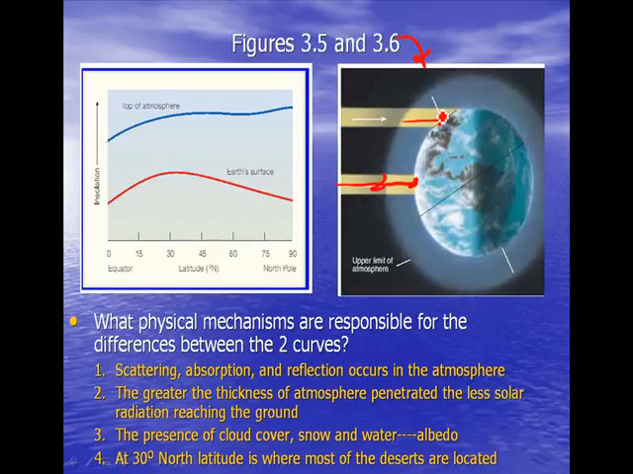And then another physical mechanism is that 30 degrees north latitude, where we see the maximum amount of energy received at the surface, is an area where most of the world's deserts are located. Now, we'll learn a little bit later why the desert regions are located at 30 degrees north latitude. It has to do with general circulation patterns, which we'll get to in a little while during the semester.